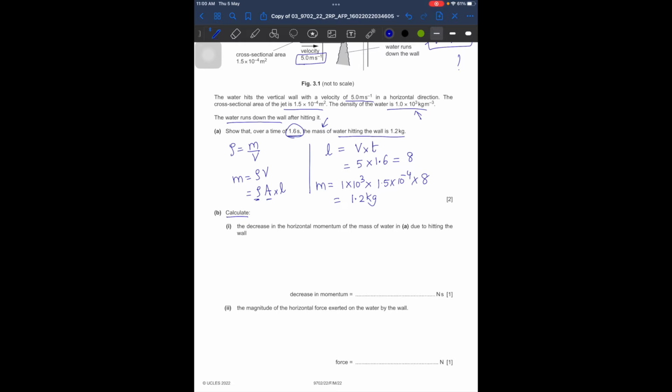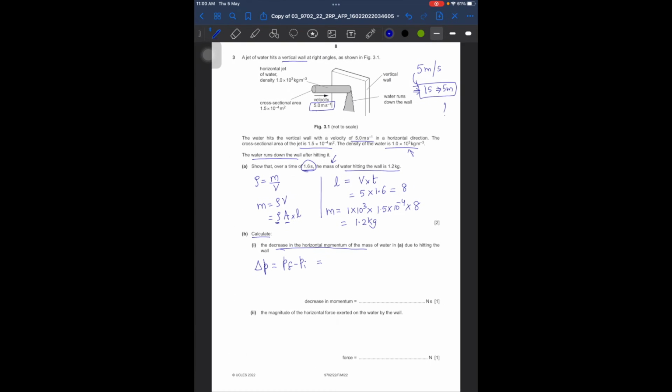Next, calculate the decrease in horizontal momentum of the mass of water due to hitting the wall. The decrease in horizontal momentum, that means we want to find the change, and change is always final minus initial. And as we discussed while reading, we know that it's coming to rest, that's why it's running down the wall. So final momentum is obviously 0. Initial momentum we can find by multiplying mass with the initial velocity. So 0 minus the mass which we found, 1.2, times the velocity with which it was traveling, 5. If we calculate that, it comes out as -6. Because it's saying decrease, we don't have to write negative, we just write 6, but don't write just 6, write it as 6.0, just because we want to follow the SF.